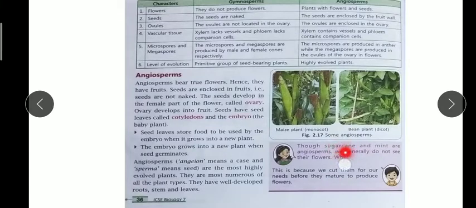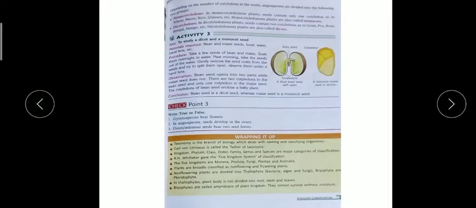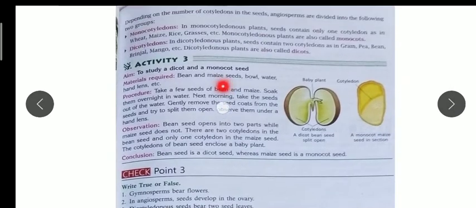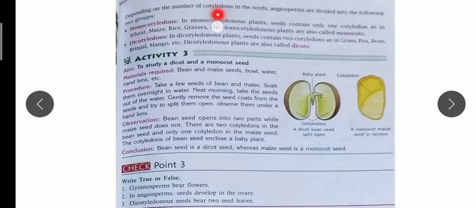Sugarcane, we all know, we are just making sugar. People cut it before maturing, before flowers grow from inside. Now, depending on the number of cotyledons, angiosperms are further divided into two groups, monocotyledons and dicotyledons. Mono means one and di means two. So in monocotyledon plants, their seeds have only one cotyledon.